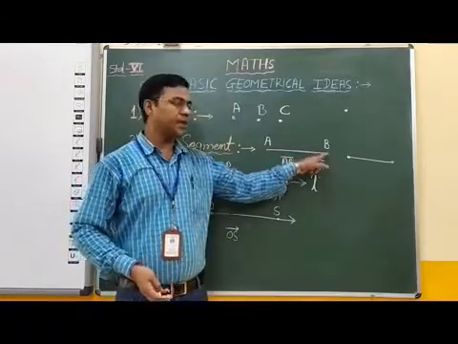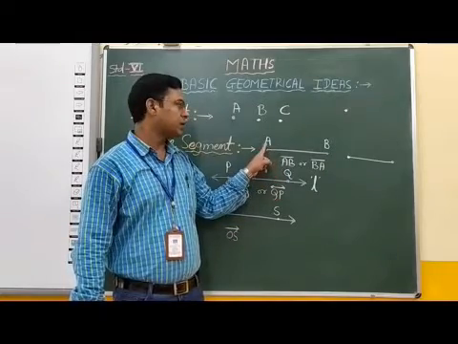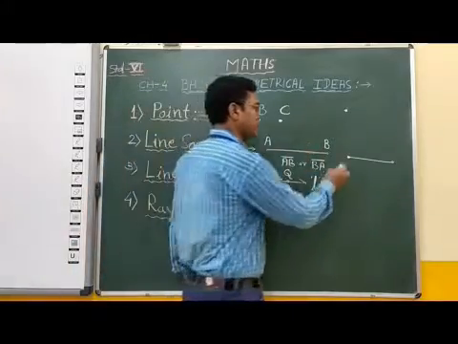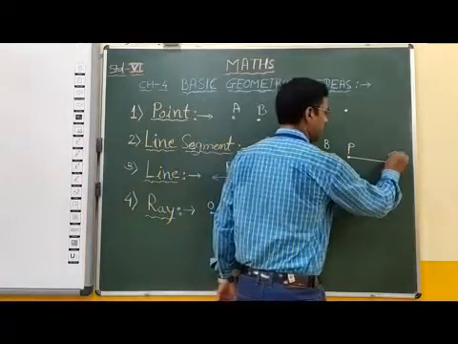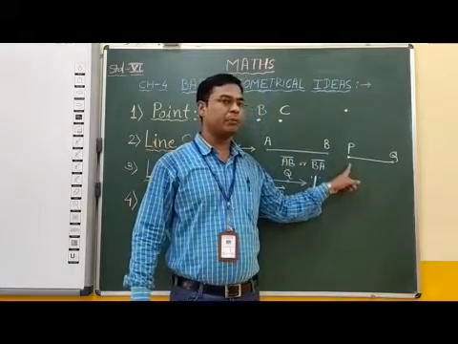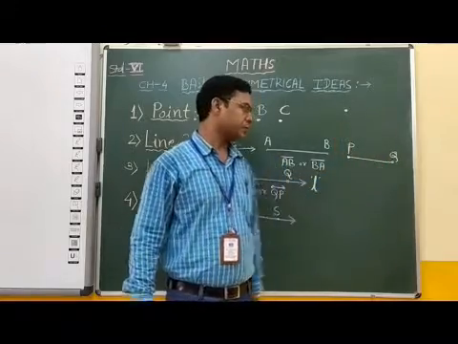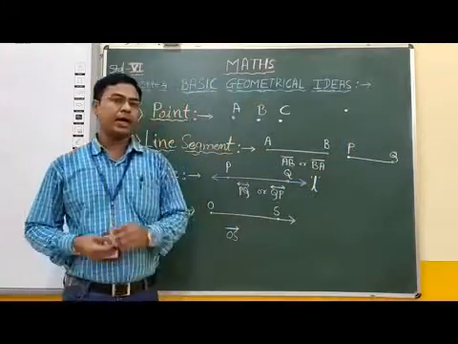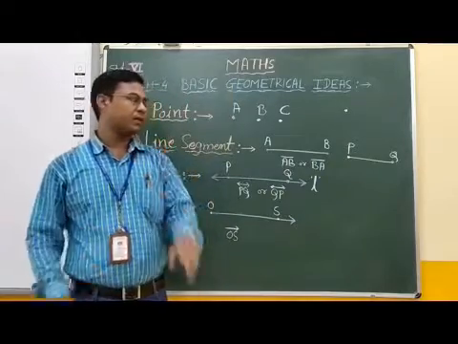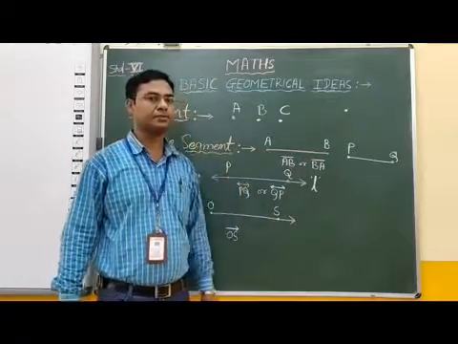Here, for the line segment AB, there are 2 endpoints, that is capital A and capital B. If it is a line segment PQ, then its endpoints are P and Q. Line segment has a specific or fixed length, that is 2 cm, 3 cm, 5 cm, etc.